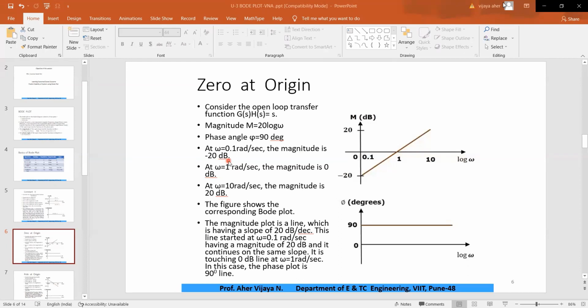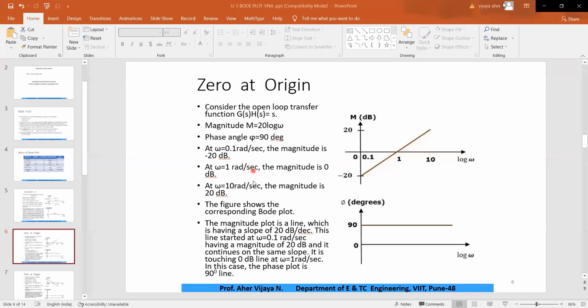Right? Then put the value of omega equal to 1 radian per second. You will get magnitude equal to 0, since log of 1 to the base 10 is 0. So magnitude is equal to 0.